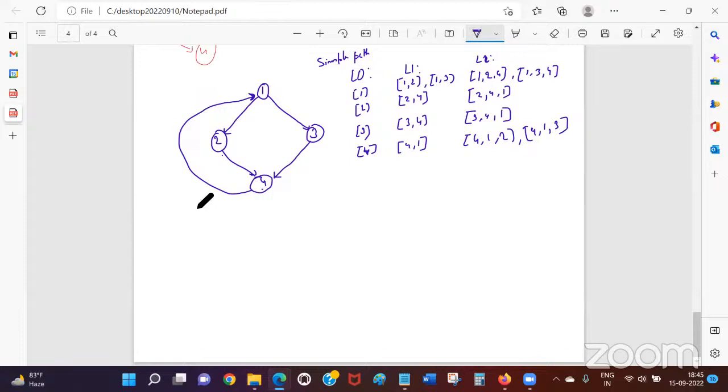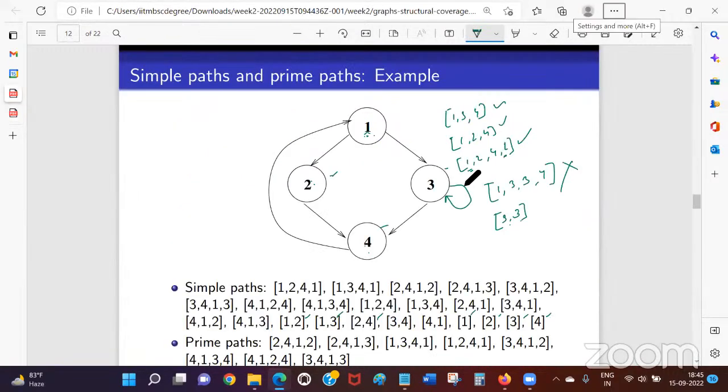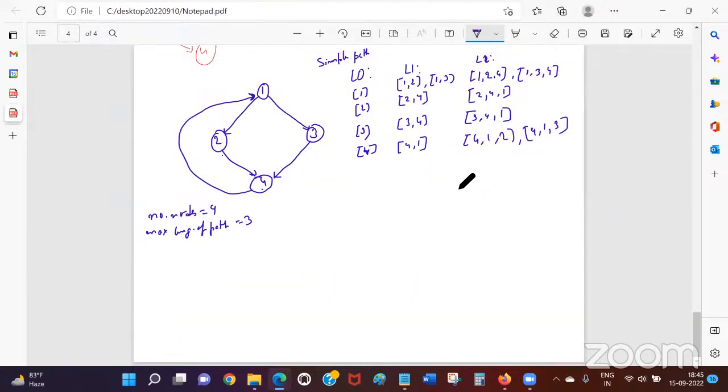Okay. So since the number of nodes is 4, the maximum length of the path I have to consider is 3, right? That's 3. So I can check for L3 now, right?